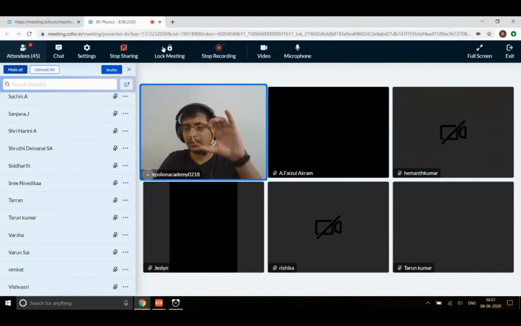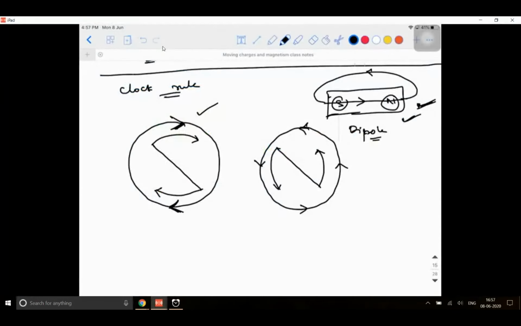I hope it is clear, right? That is why a single current carrying loop is also called a magnetic dipole, because you have a north pole on one side and a south pole on the other side. I hope this concept is clear. How to find it out? There is the diagram, and this kind of rule is what is called the clock rule.